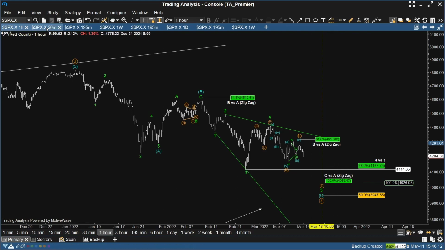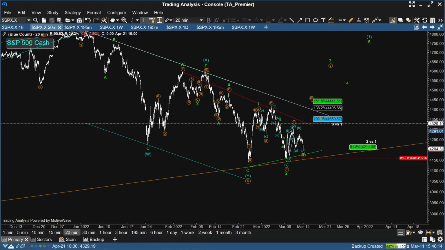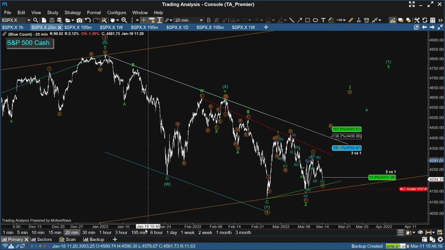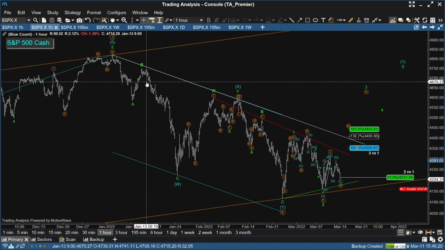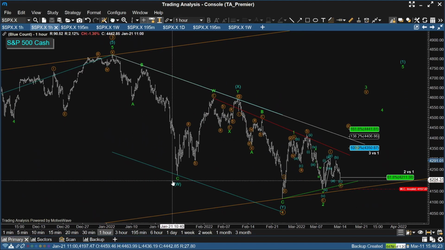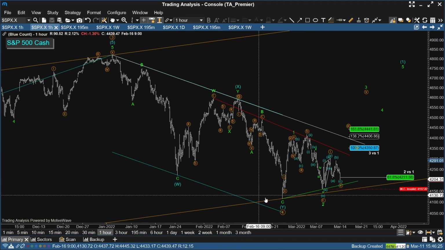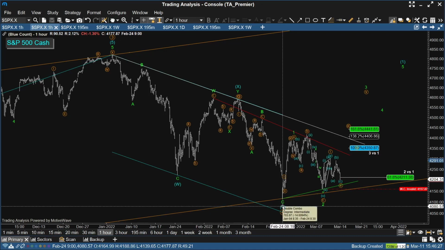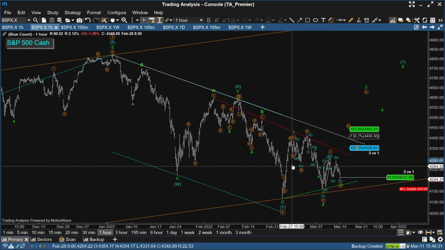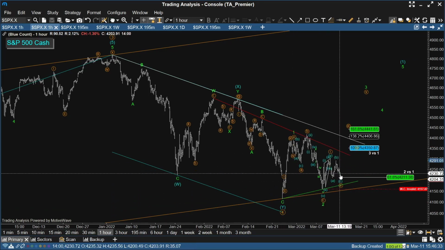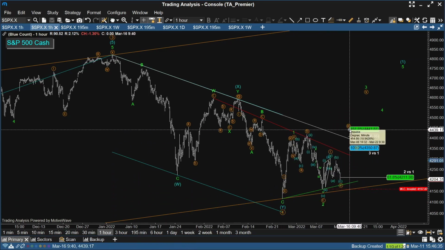Alternatively, taking you to our blue count, we finished our orange primary degree wave 4 correction with a complex, which is essentially a combination of Elliott wave corrective patterns. In this view, the February 24th low did in fact mark the end of the wave 4 correction, and we are in the process of attempting a trend reversal.